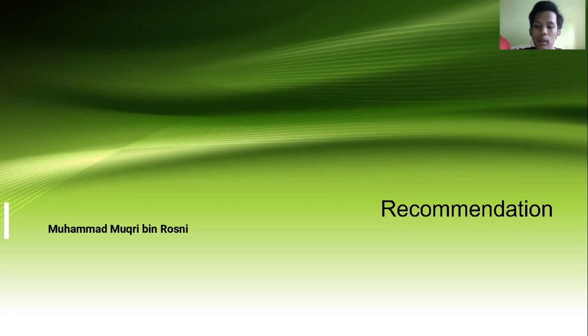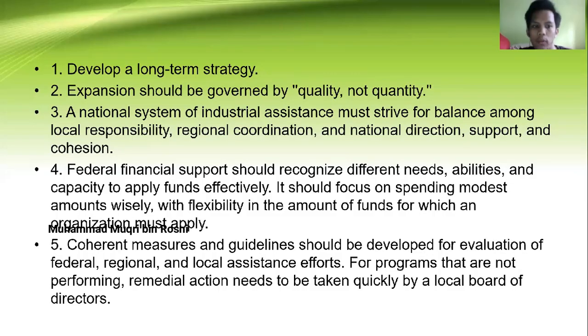Okay, for the recommendation part. Firstly, develop a long-term strategy. Second, expansion should be governed by quality, not quantity. Third, a national system of industrial resistance must strive for balance among local responsibility, regional coordination, and national direction, support, and cohesion. Fourth, federal financial support should recognize different needs, abilities, and capacities to apply funds effectively. It should focus on spending modest amounts wisely, with flexibility in the amount of funds for which an organization must apply.